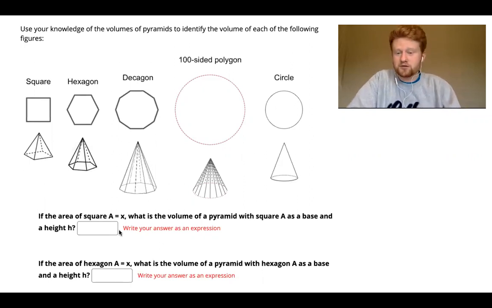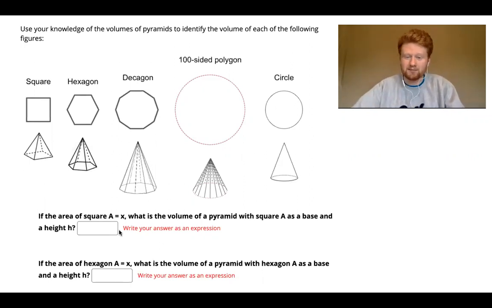So I'm going to go through the first two to give you an idea of what I'm looking for in this problem, and then you're going to see pretty quickly what the rest of it should be. So the first question refers to the first figure right here, and it says if the area of square A, that'd be this square right here, is X, what is the volume of a pyramid with square A as a base and the height H?